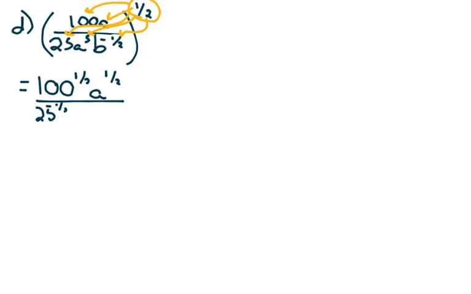Go off to the side. For the bottom a, we have to do 5 times 1/2, which is just 5/2. So we have a to the 5/2 on the bottom. With the b's, we already have -1/2 multiplied by the 1/2 outside. Gives us -1/4.